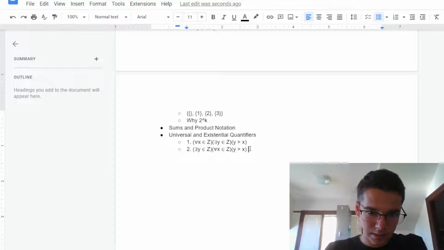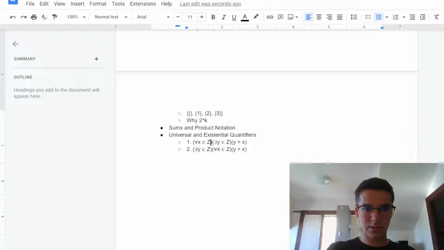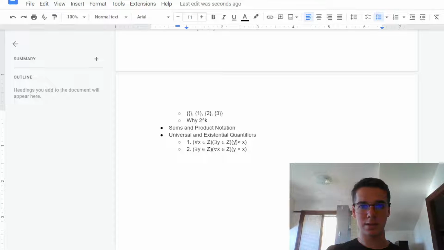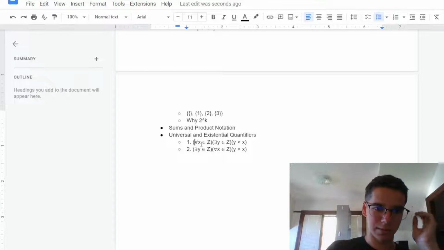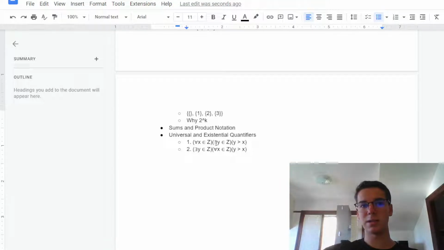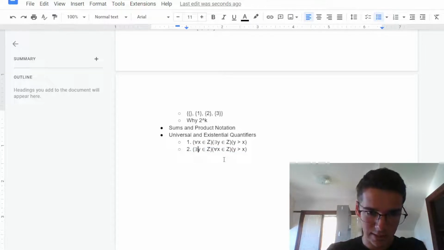In this statement, for every integer in the set of all integers, there exists some integer in the set of all integers such that that integer is larger than it. If you think about it, if you start at a large number like a million, you can always find one that's slightly above it because the set of integers is infinite, right? And then down here, this looks the same, but it's telling a slightly different story.